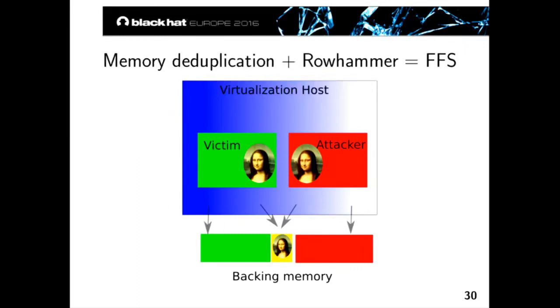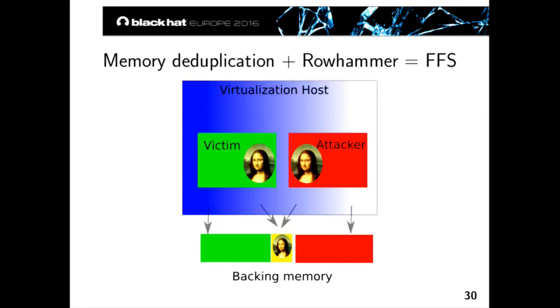That has happened here. The victim is storing the Mona Lisa in the same physical page as the attacker is, and we have forced the deduplication to happen only after we've decided which physical memory we wanted to use. And we tested this first with Rowhammer. Now they're using the same physical memory.